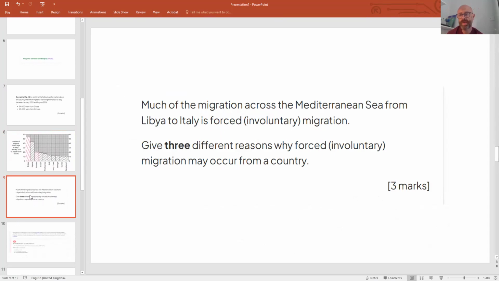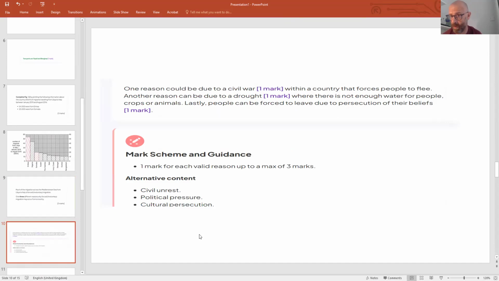Much of the migration across the Mediterranean Sea from Libya to Italy is forced involuntary migration. I'm not sure that's true. Give three reasons why forced involuntary migration may occur in a country. So, from your knowledge, there's probably 10 things you could say, but you've only got to find three. Why would people be forced to migrate from Libya to other countries? Well, Libya has been subject to conflict. There's a lot of problems in Libya at the moment. Think of three reasons. Even if you don't know, you should know if you think geographically.